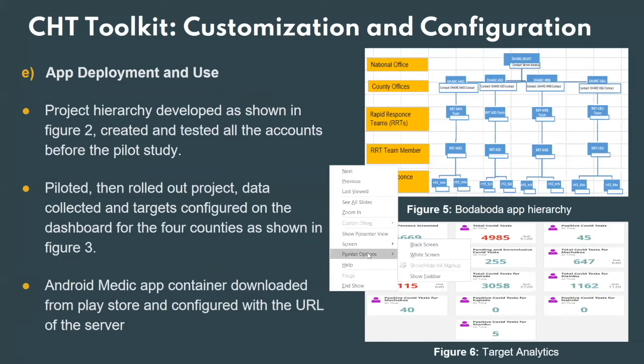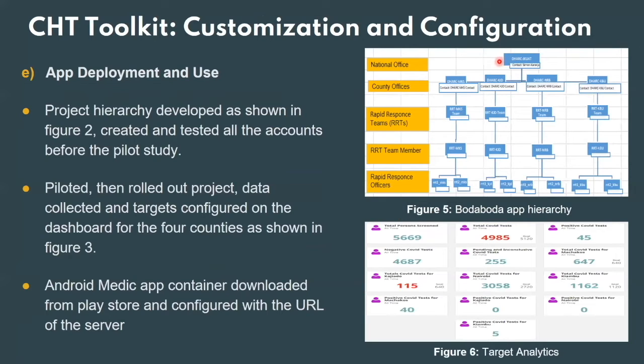The challenge we had initially: all of the hierarchies worked well. So we had one national office, which was our Juja main. We had 4 county offices from the counties of interest. For each, we had the rapid response teams, the RRT teams, and then the rapid response officers who are collecting data. So we created 2 for each county, a total of 8. Then as the project progressed, we added more, especially in counties that had a lot of data to be collected.